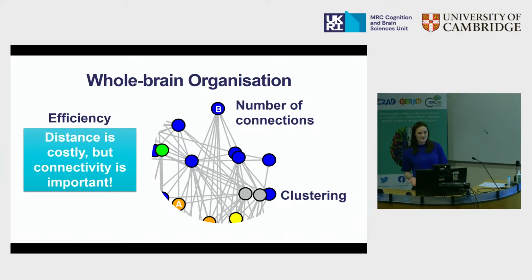However, it's also important that the brain is well connected. So efficiency is essentially a trade-off between these 2 things, being well connected but also minimizing unnecessary cost. So you see here that 2 regions are labeled A and B.